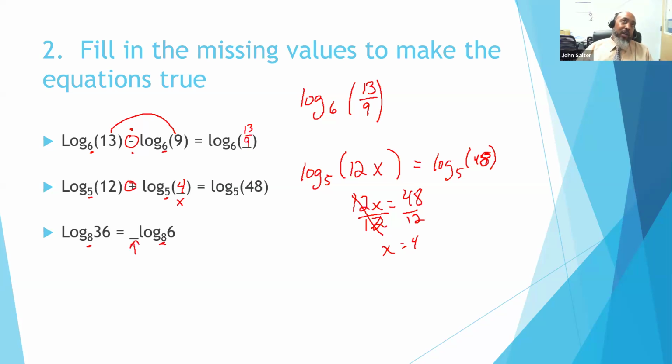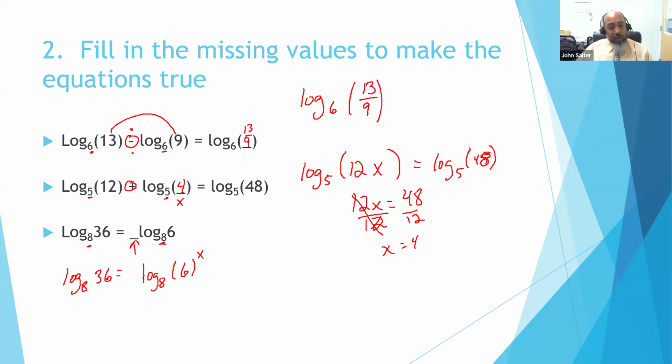I know that because of my exponential logarithmic rule, the number out front used to be the exponent on the argument. So I could rewrite this as log base 8 of 6 raised to some power. I don't know what it is, so I'm going to call it x. On the other side, again, I have log base 8. That is the same. What argument can I make to where 36 is equal to 6 to some power?